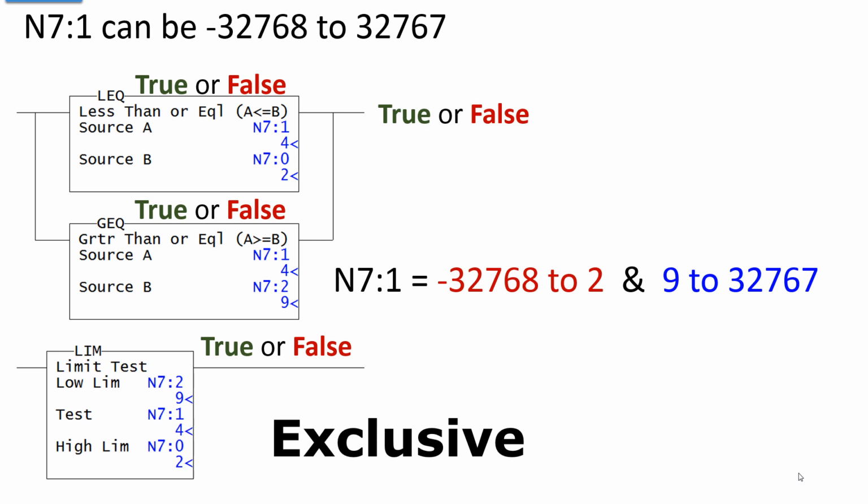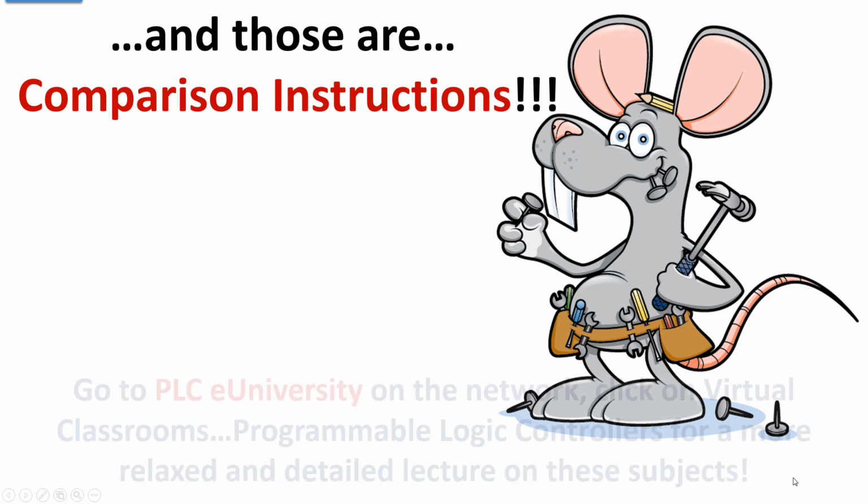The bottom instruction is a little bit more difficult to read because you're used to considering the range of values between the low limit and the high limit. But when you look at the value for N72, which is higher than the value for N70, the greater than and the less than now becomes exclusive of the range between the two values of 2 and 9. So this is an exclusive limit test and the previous was an inclusive. Those are the comparison instructions.